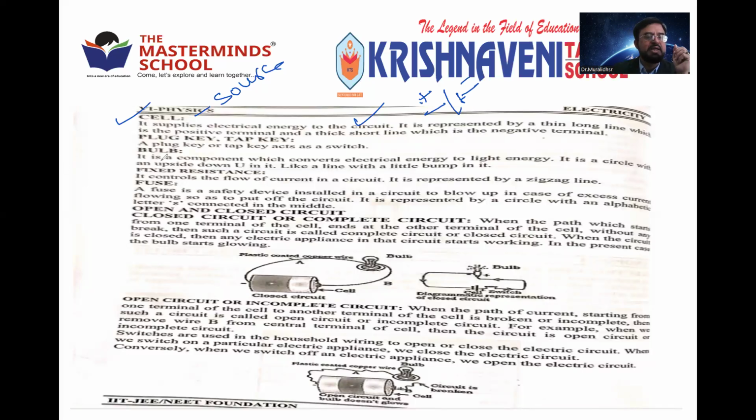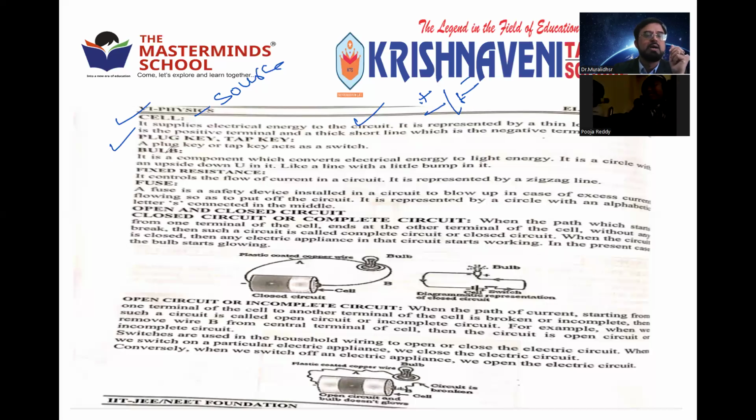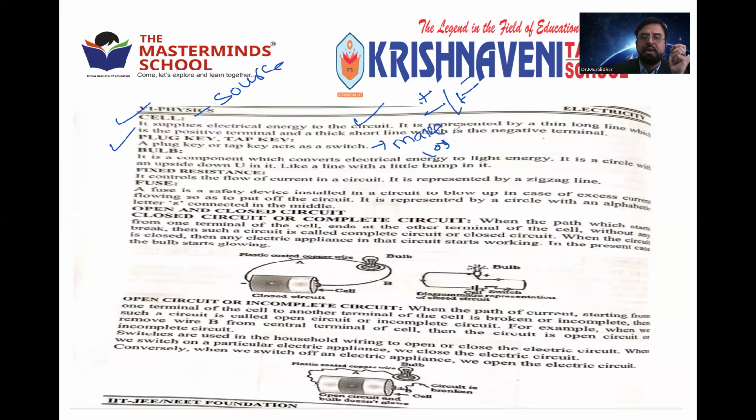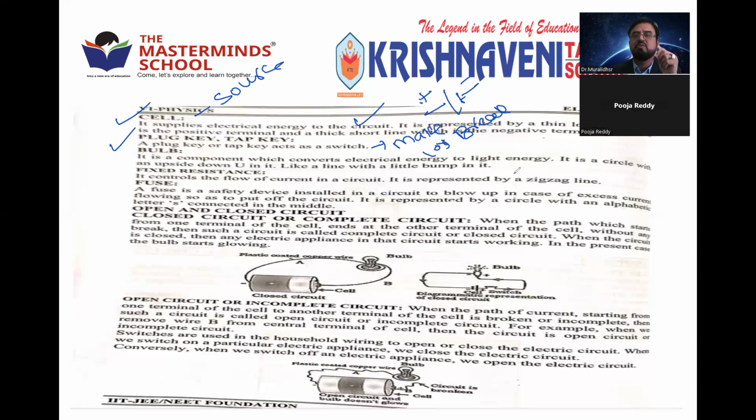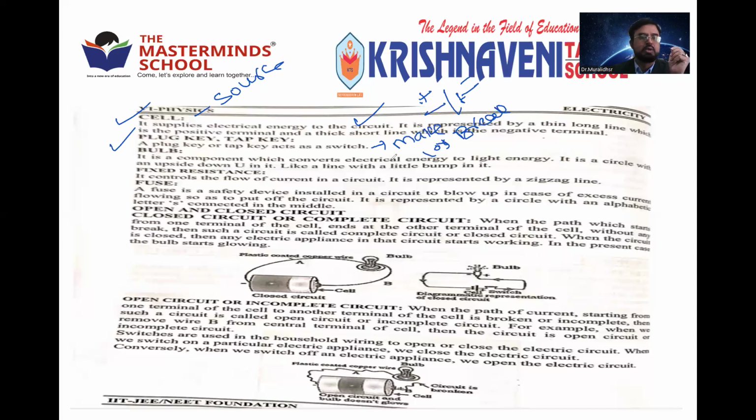Okay. The second one is the plug key or tap key. That is also called a switch. The plug key or tap key acts as a switch. It can also be used to make or break the circuit. What is the duty of the key? It makes the circuit or breaks the circuit. Making means allowing the current to pass through. Breaking means stopping the current. Switch on, switch off, right? It will do both versions, either make or break the circuit, right? Then the third component is the bulb. The bulb is again a consumer, which utilizes the current.